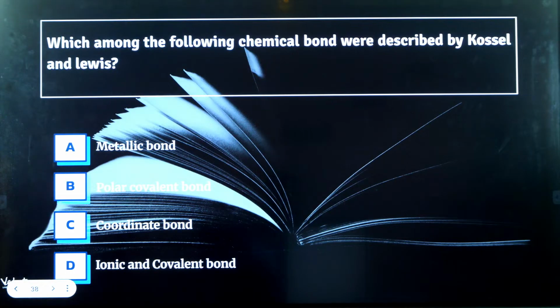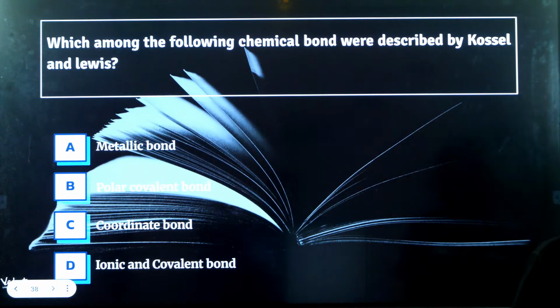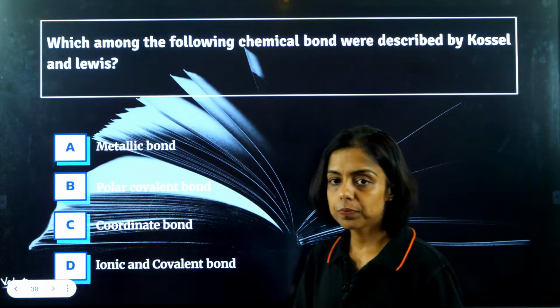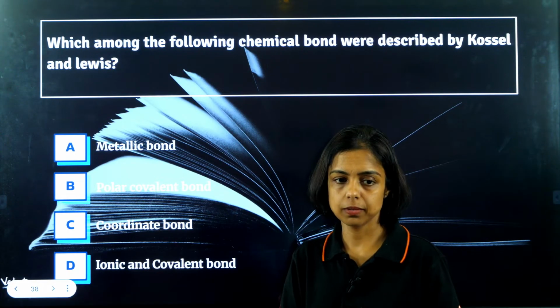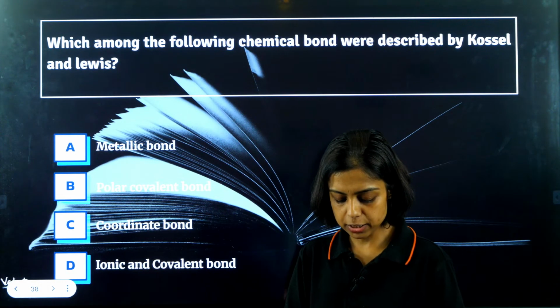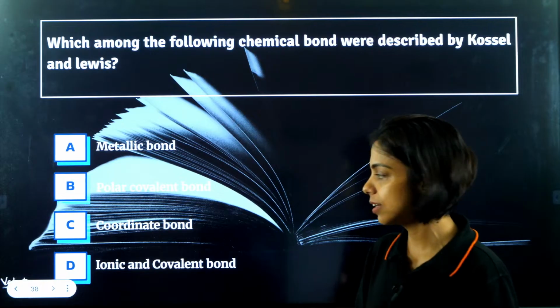Now the next. Which among the following chemical bonds were described by Kossel and Lewis? So Kossel and Lewis gave the octet rule, right? Octet rule. Yes, definitely. Octet rule, Kossel and Lewis. Can you please tell me which bond they talk about in this theory?